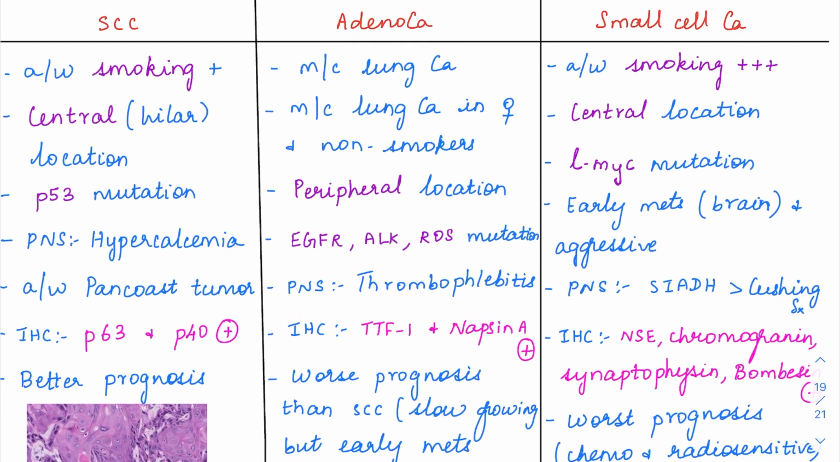Let's see the three types of lung tumors in a comparative manner. Squamous cell carcinoma and small cell carcinoma are both associated with smoking, but small cell carcinoma is much more associated with smoking than squamous cell carcinoma. Adenocarcinoma is associated with non-smokers. Passive smokers, the females, are more prone. Non-smoking females who are standing near people who are smoking are exposed and prone to developing adenocarcinoma. Adenocarcinoma is now the most common lung cancer. Previously it was squamous cell carcinoma, now it is adenocarcinoma.